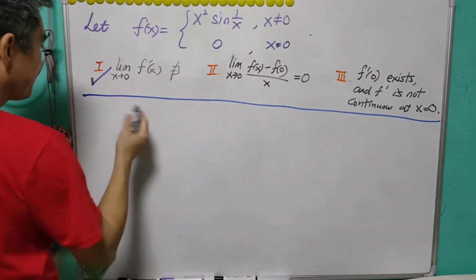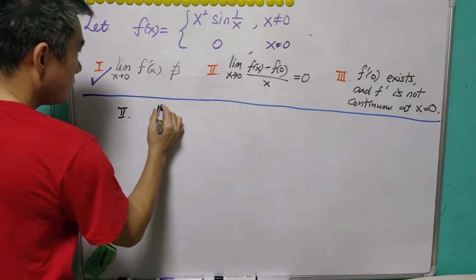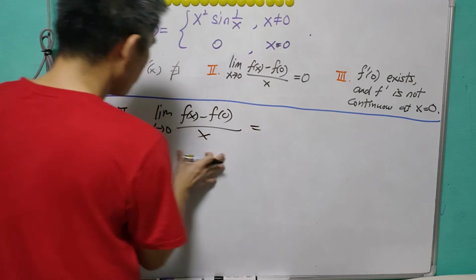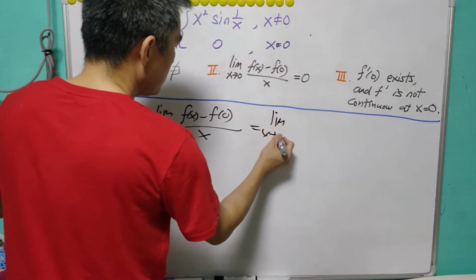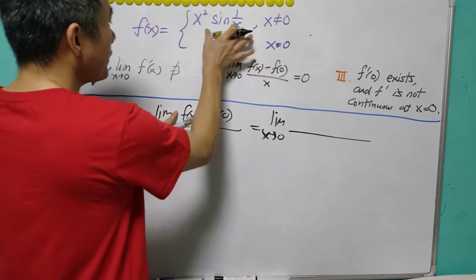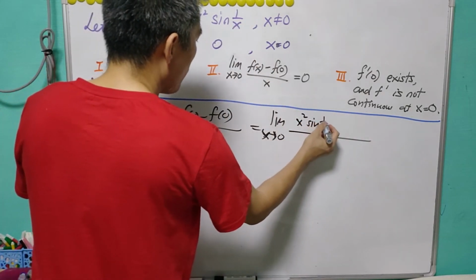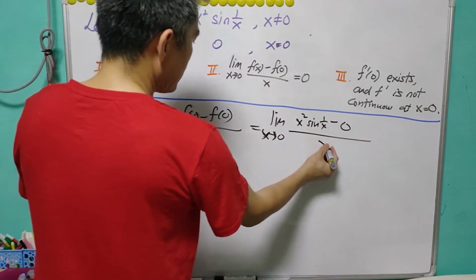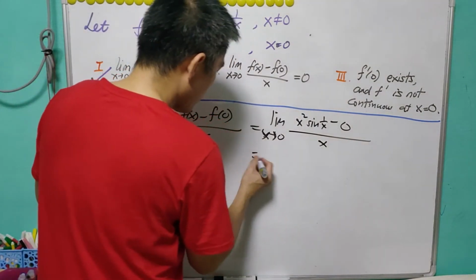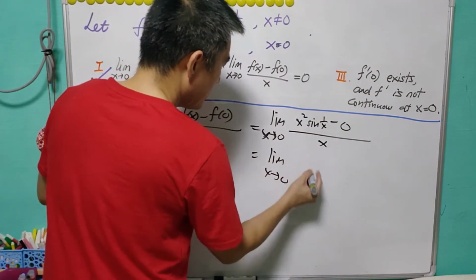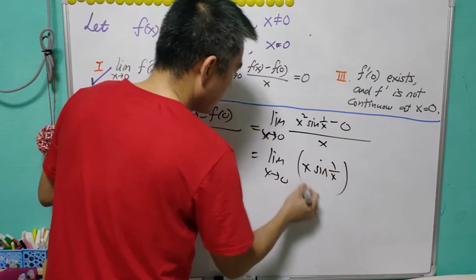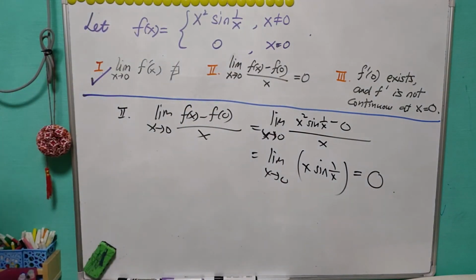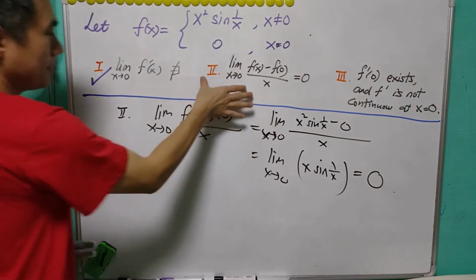So for the second one, the limit of (f(x) minus f(0)) over x when x goes to 0. We'll copy down. x is not equal to 0, so f(x) is defined as x squared sine 1 over x, and the value of f(0) is equal to 0, all over x. So this will be just equal to the limit of x sine 1 over x. Again, we have seen this just now, and we know that the value is equal to 0. So with this, we know that this is correct.